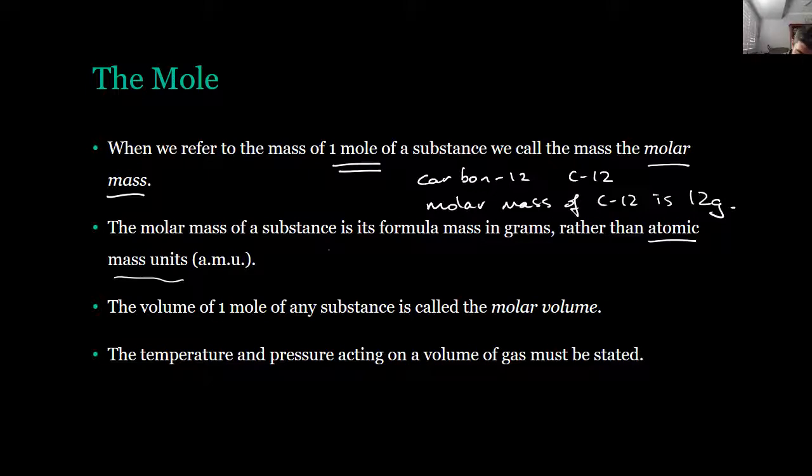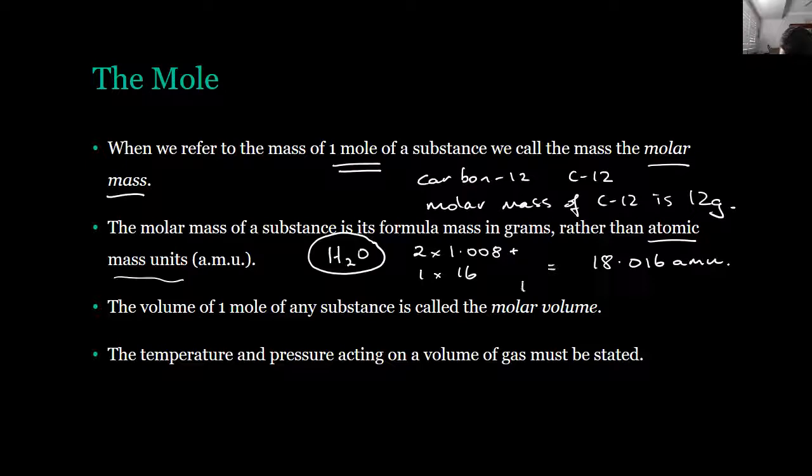So even something fairly simple like water, which is going to be equal to 2 lots of 1.008 plus 1 lot of 16, which would be 18.016 atomic mass units. If we had 1 mole of water molecules, the molar mass of water would be equal to 18.016 grams. And that comes straight from the periodic table, and that's why having a periodic table is such a useful thing.